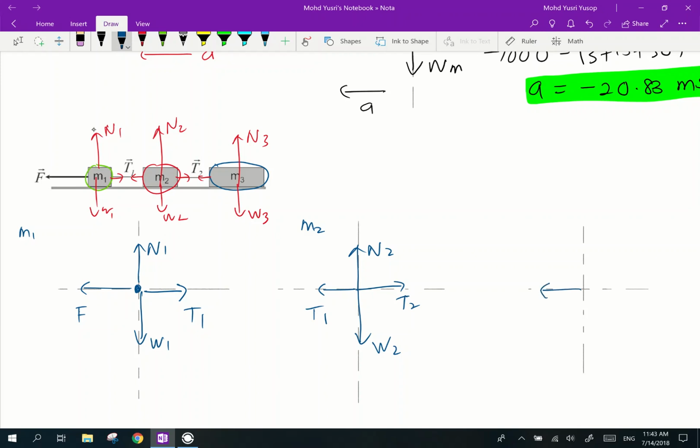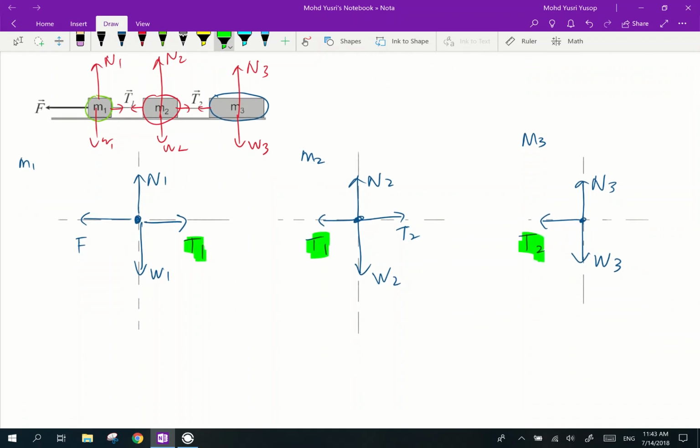For mass 3 kita ada tali kedua, weight 3, normal force 3 dan tak ada apa-apa. Now semuanya kita represent sebagai dot. Yang kita nak cari dekat sini adalah T1 dan juga T2. So untuk tiga-tiga objek ini semuanya bergerak dengan acceleration a ke kiri. Apa yang kita perlu buat sekarang ni, kita boleh apply Newton's second law.